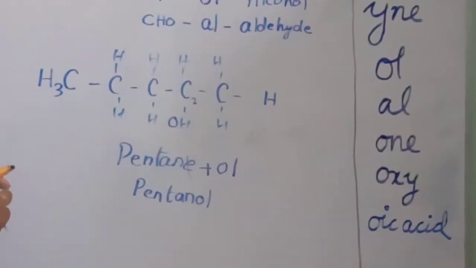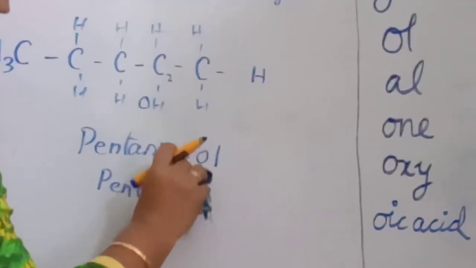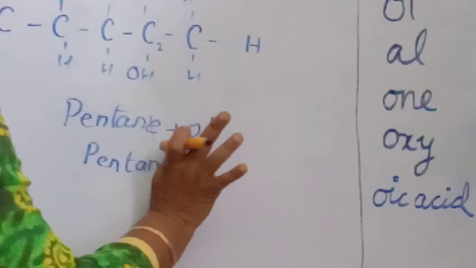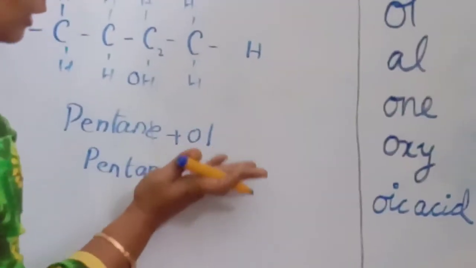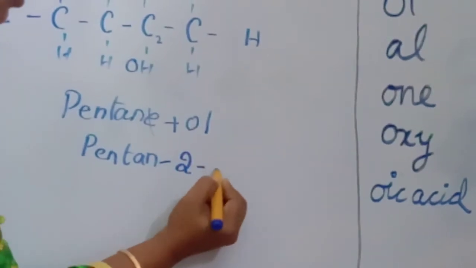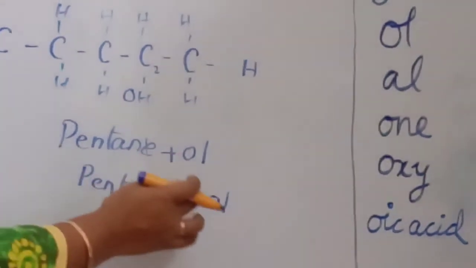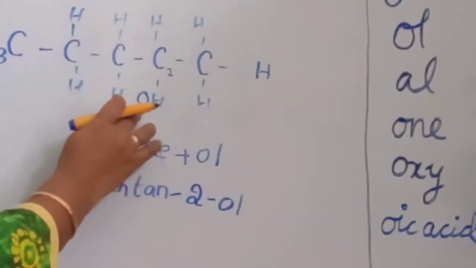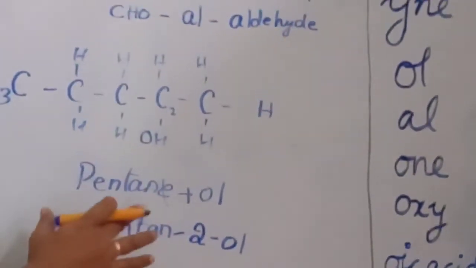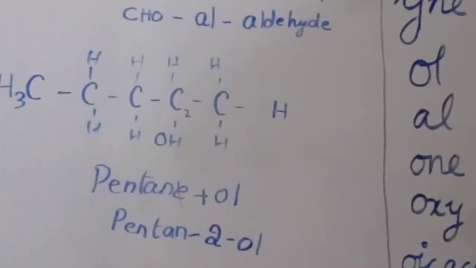So if my hydroxyl group is present in the second carbon, what I have to do is nothing but pentane. Again I have to make a hyphen because I have to add a number here to specify the position. So it is pentane hyphen 2-ol. Otherwise 2-pentanol. That means the alcoholic group is added to the second carbon of the pentane. That is the meaning of pentane-2-ol. This is the correct way of writing an alcoholic group.